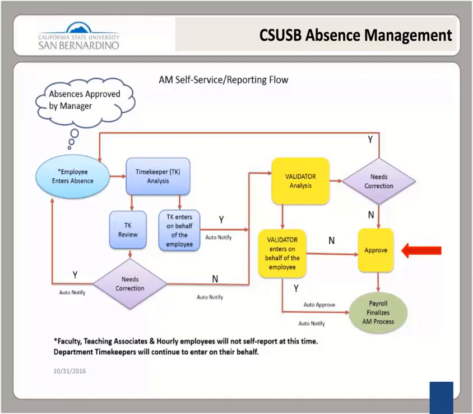On occasion, as a validator, if you notice something that is incorrect, you also have the ability to set something to needs correction. Whenever anything is set to needs correction, comments are required. The system generates an email to the employee. In the body of that email, it will have your comments, an explanation of what the change or correction needs to be. Please contact your timekeeper for additional information.